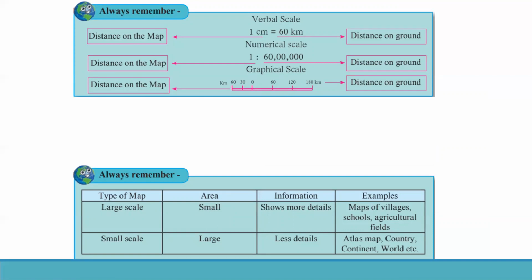Again, we have a recap about the large scale map and the small scale map. What happens? The area is small on a large scale. It's showing you more details. What are the examples? Village maps, schools, agricultural fields, etc. Now, small scale map, the area is large. So it is going to show you less details. Examples are your atlas map, a state map, a country map, world map.